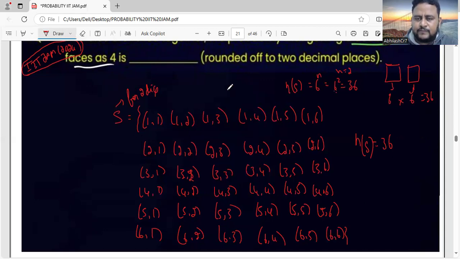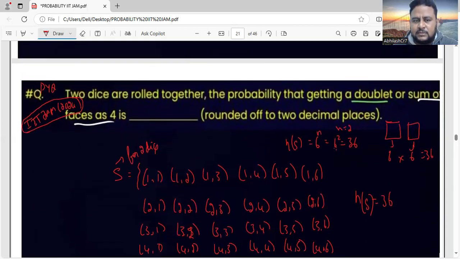So now, what is the event that they are telling? The 2 dice are rolled. The probability of getting a doublet or sum of faces as 4. First thing they are telling is doublet. Getting a doublet, this is event 1. Or sum of faces as 4, this is event 2. There are two events here. You have to round it off to 2 decimal places, that we'll see later. So first thing you must understand.